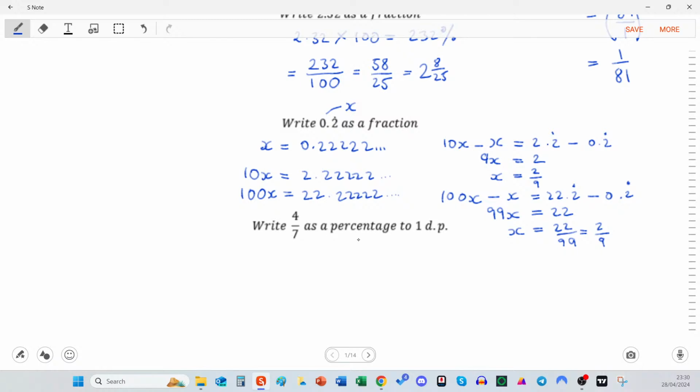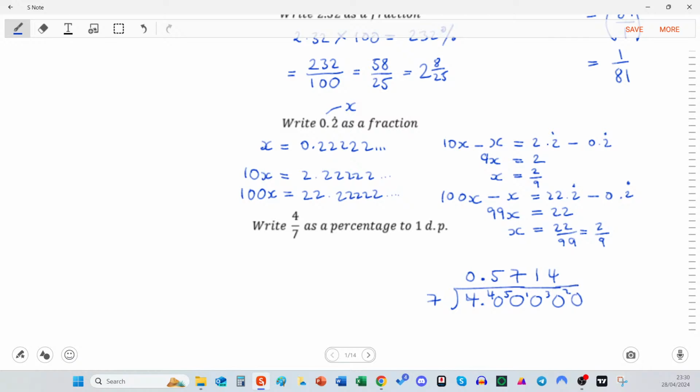Right, 4 over 7 as a percentage to 1 dp. So we can put it on our calculator, but let's just for fun look at non-calculator methods. So we're going to do 4 divided by 7. So how many times does 7 go into this old number? Now we want it to 1 decimal place, so maybe we want a few. 7 goes into 4, none. So the decimal place remains in the same place, and we carry that 4 over. 5, remainder 5. 7, remainder 1. 1, remainder 3, etc.